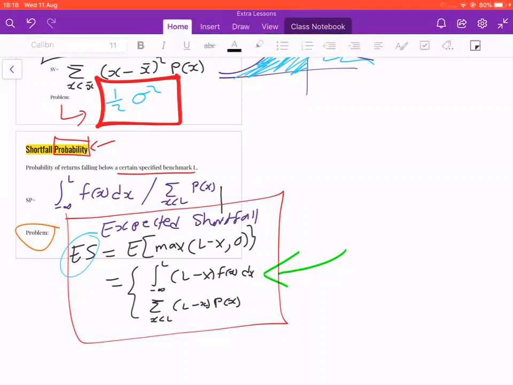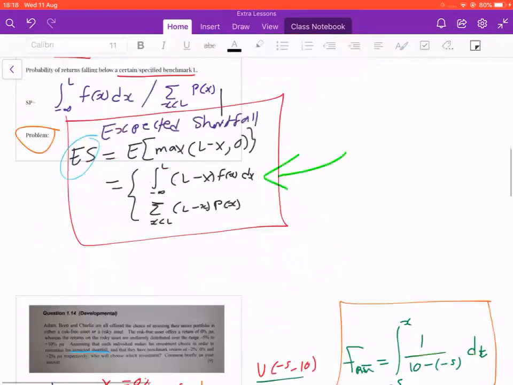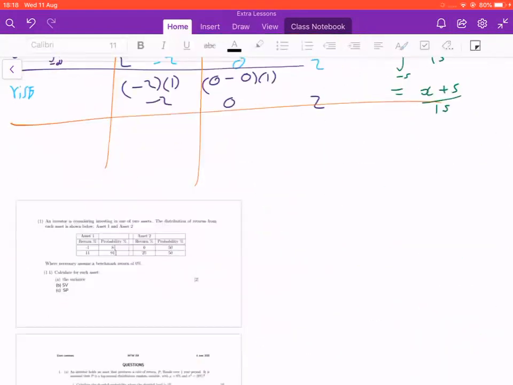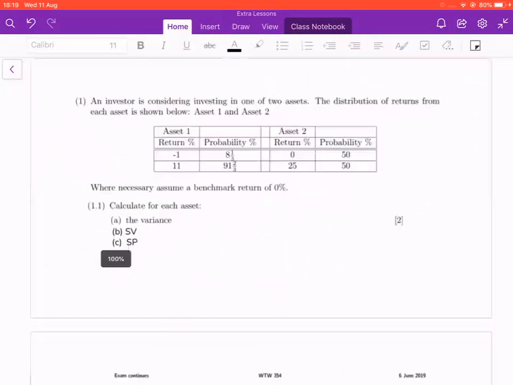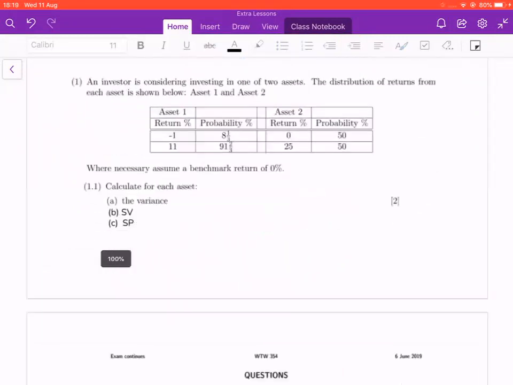I didn't think that this thing was going to be a little bit tricky. But anyway, we're going to move to the next question. Say that an investor is considering investing. Okay, yeah.